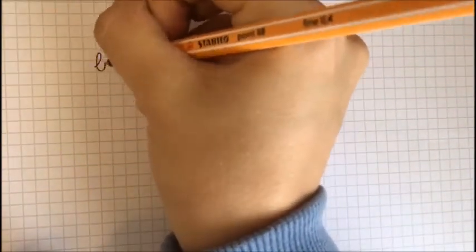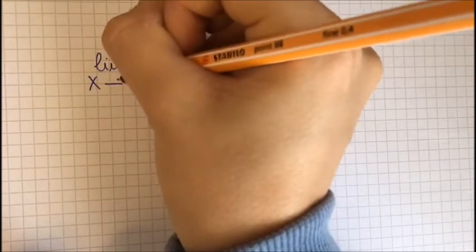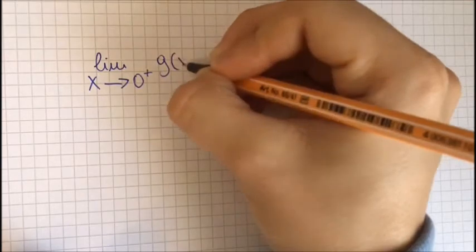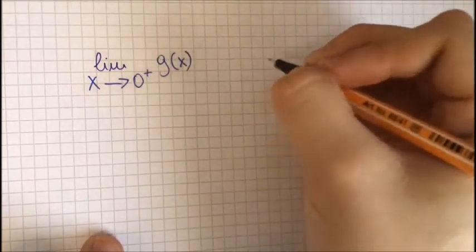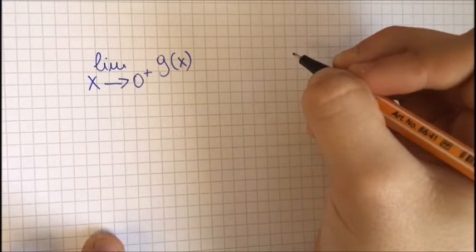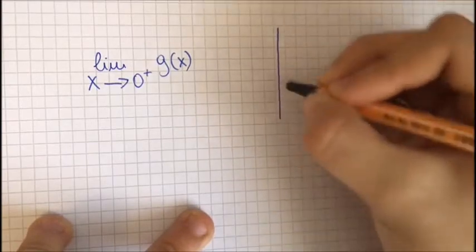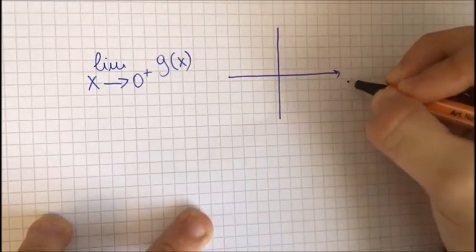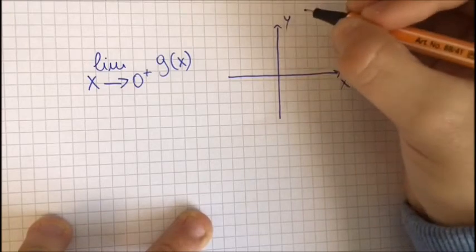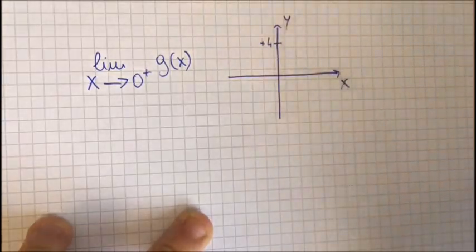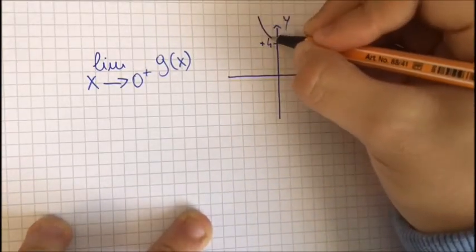The expression of limits can be applied to this writing if we consider the limit as x approaches 0 from the right of g(x). We want to know which value of y the function approaches when x tends to 0 from the right. So now we can draw the function. Here x, y, for example here we can put +4, and let's say this is the function.